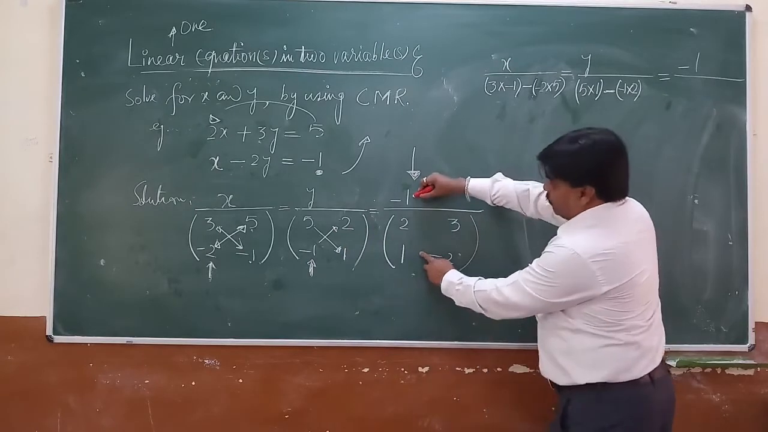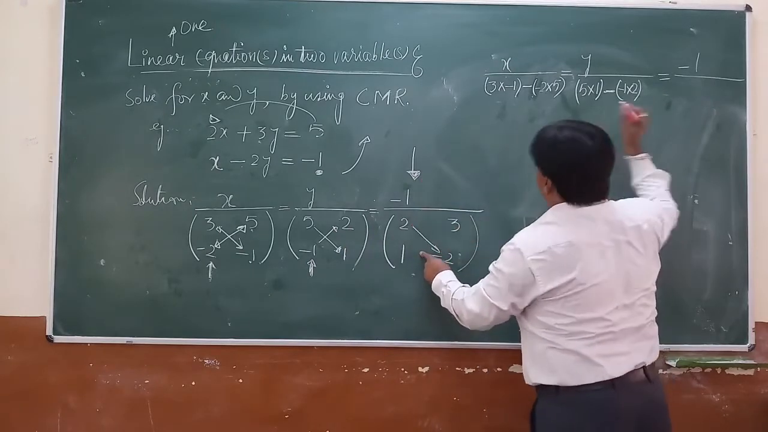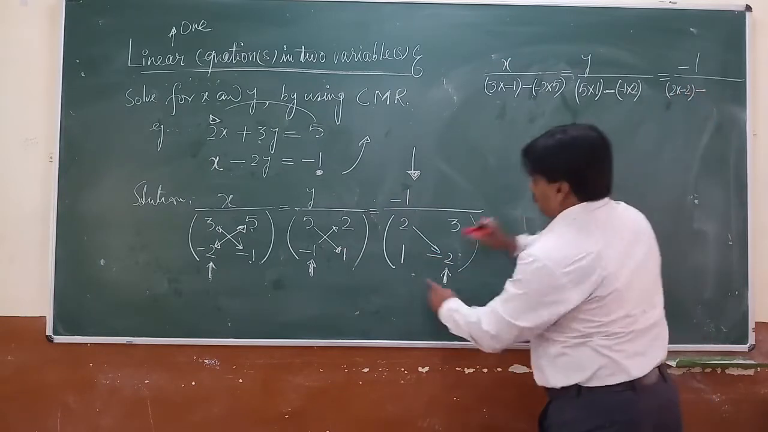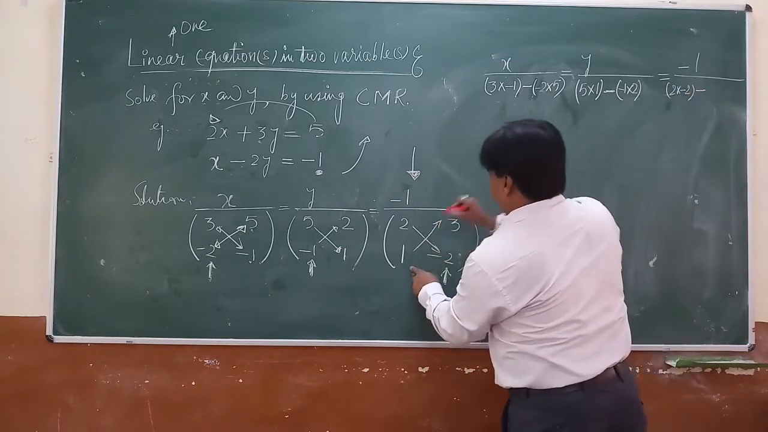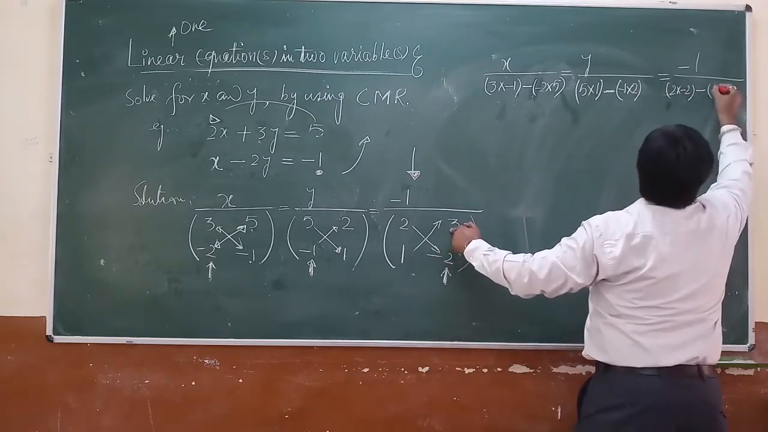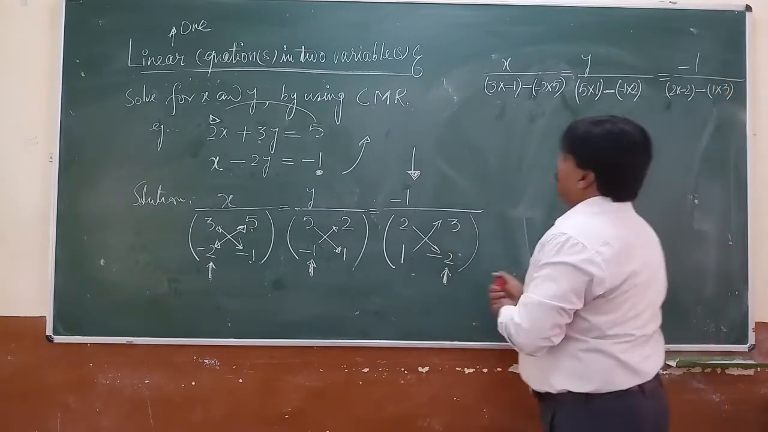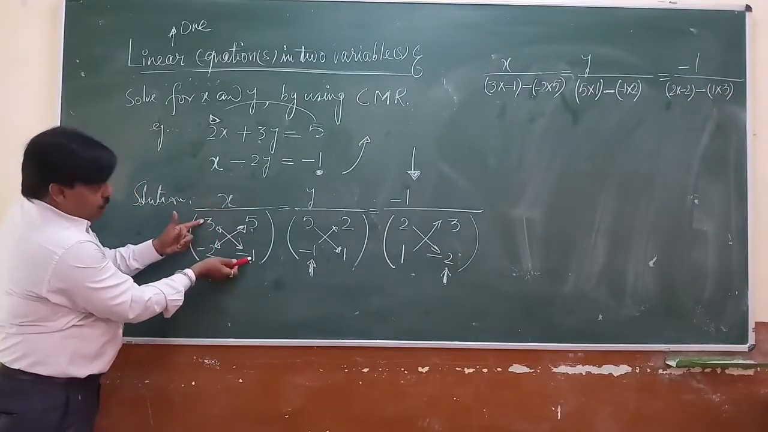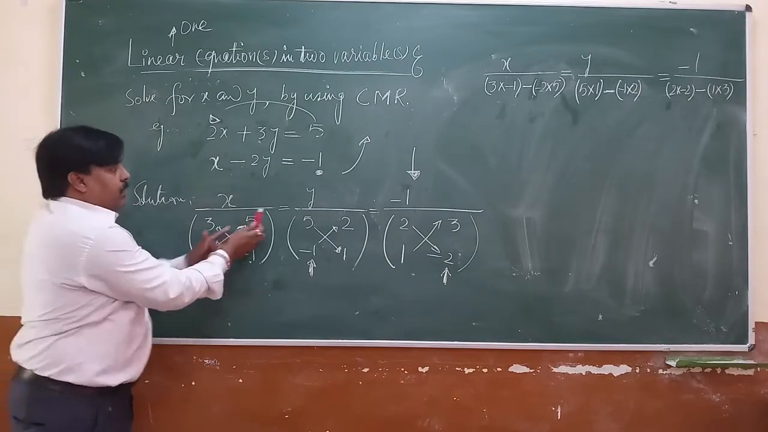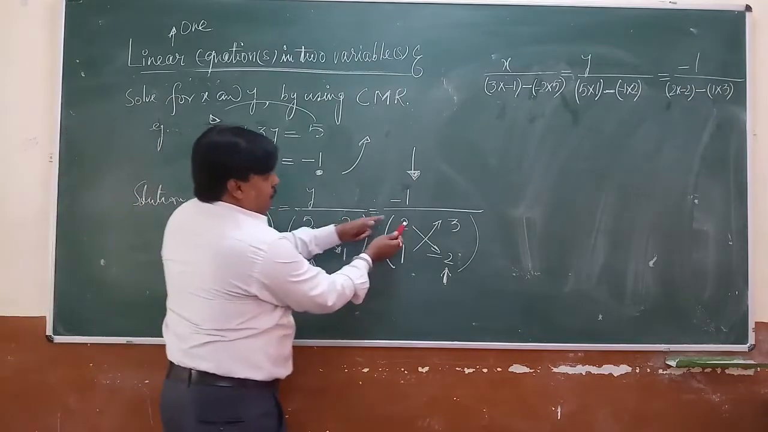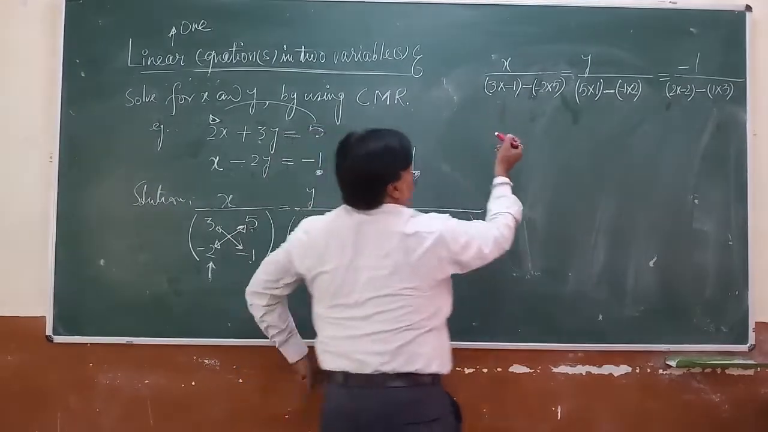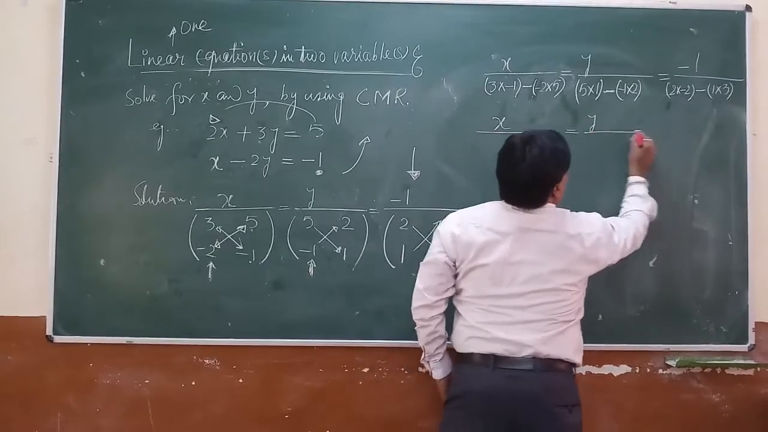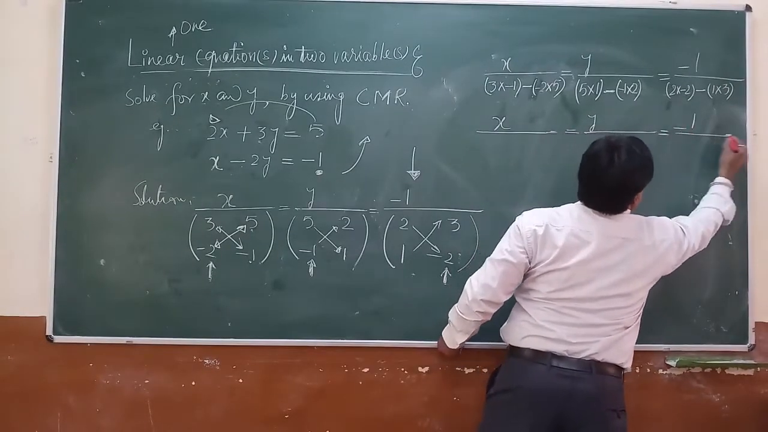Now similarly here for this minus 1, up to down first, 2 into minus 2, minus 1 into 3 down to up, 1 into 3. You should be very careful here. For this x, up to down we will go, then minus, then down to up. Now solve it. This is x over, y over, minus 1 over.